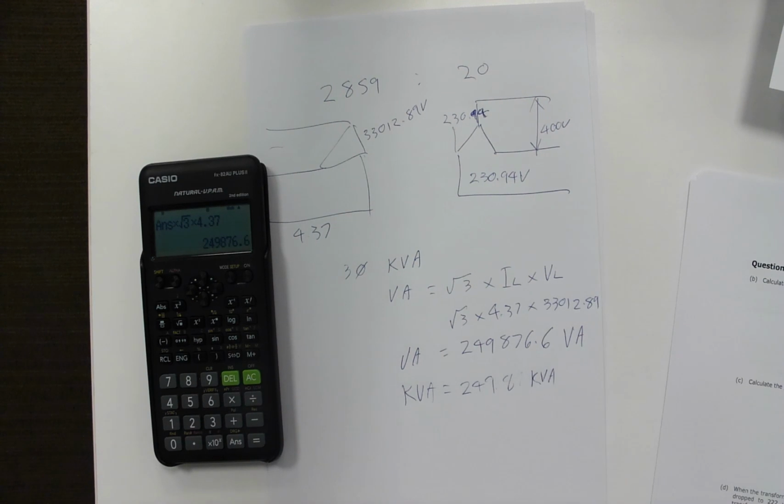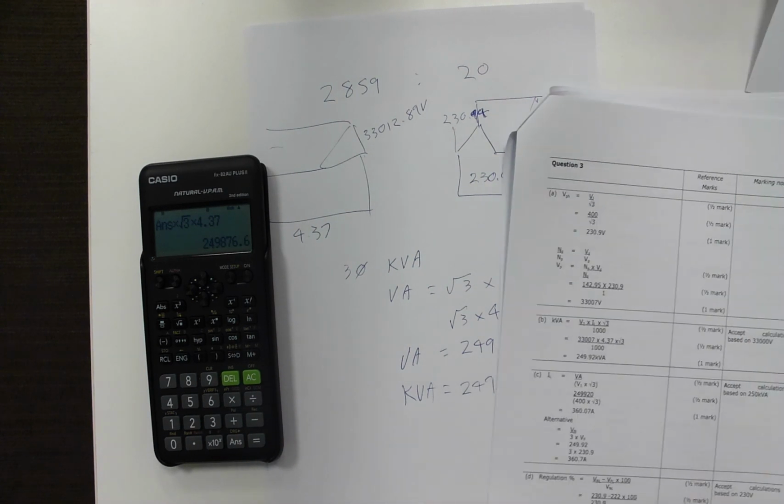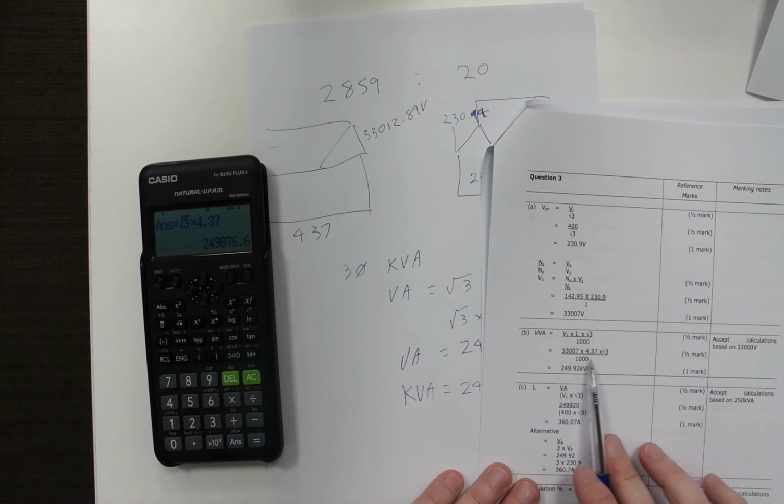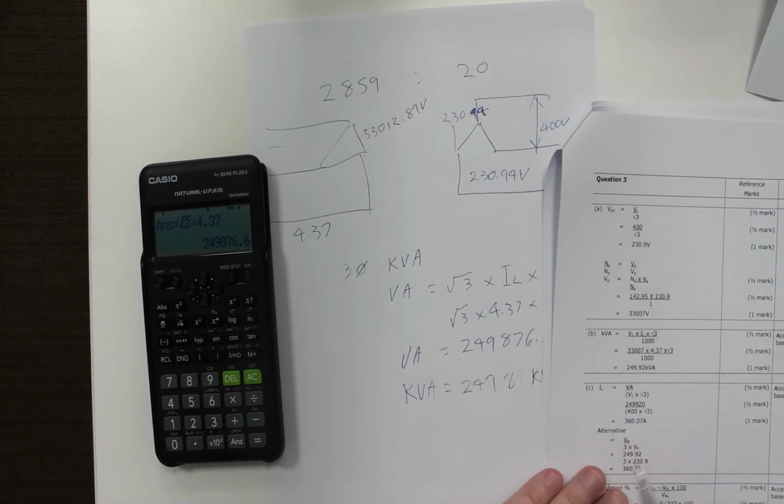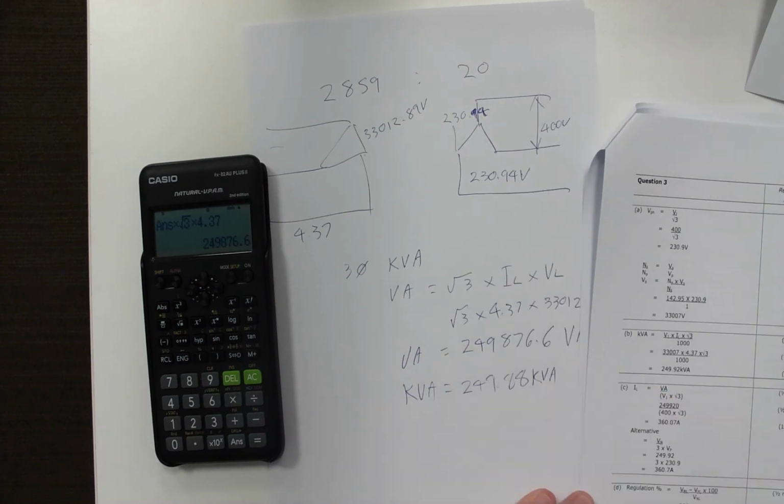So 876, so we round up to 88 kVA. And if we look at our answer schedule, because they've used the rounded value, they ended up being slightly off, but it's basically the same formula, 249.92, where we've got 249.88. So it's not very clear.